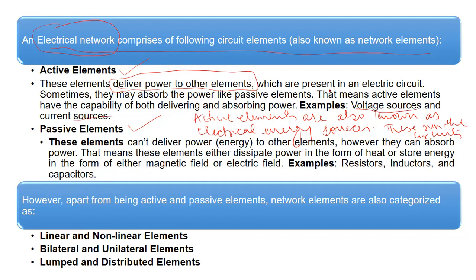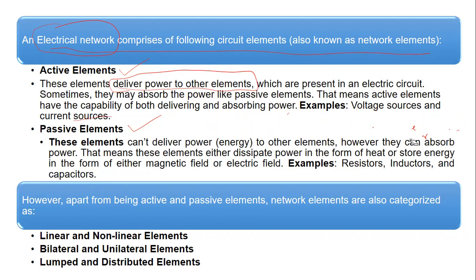What a voltage source is and what a current source is, we will also discuss in detail, right? As of now, we will understand what an active element is. Active elements are those which deliver electrical energy to the electrical circuit, electrical systems, right? Then we have passive elements. The passive elements are those elements, for example, resistor, inductors, and capacitor, which cannot deliver power to the other elements, but they can absorb the power.